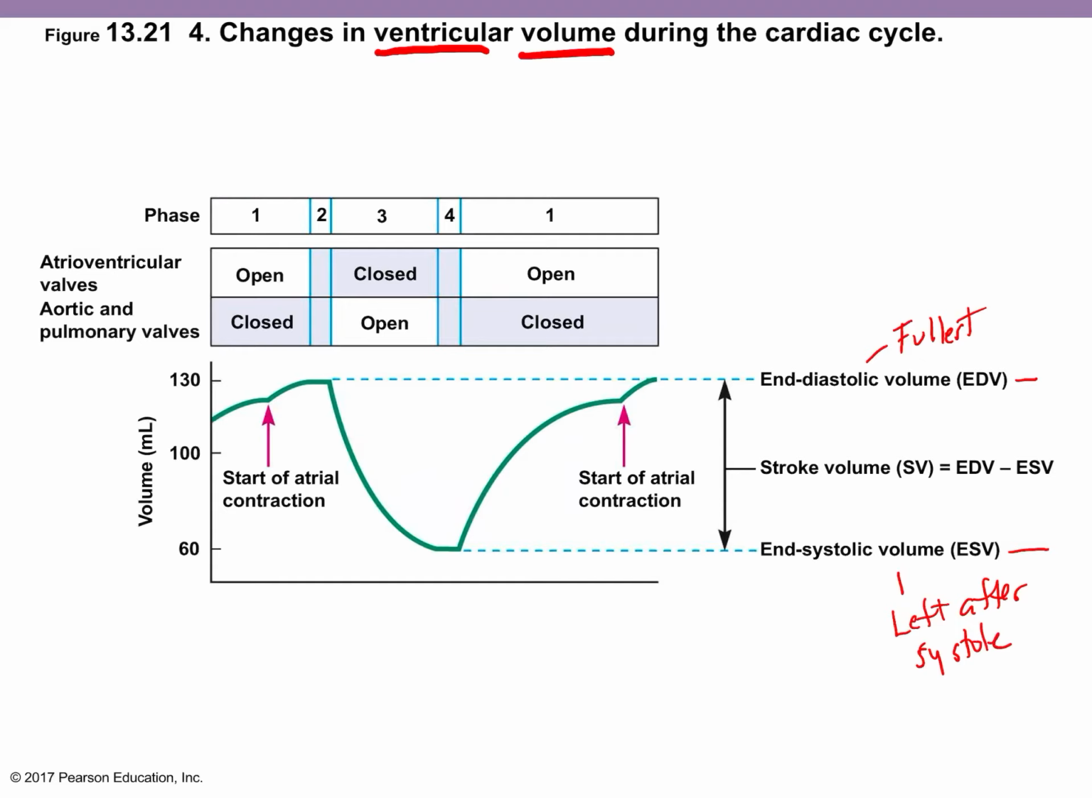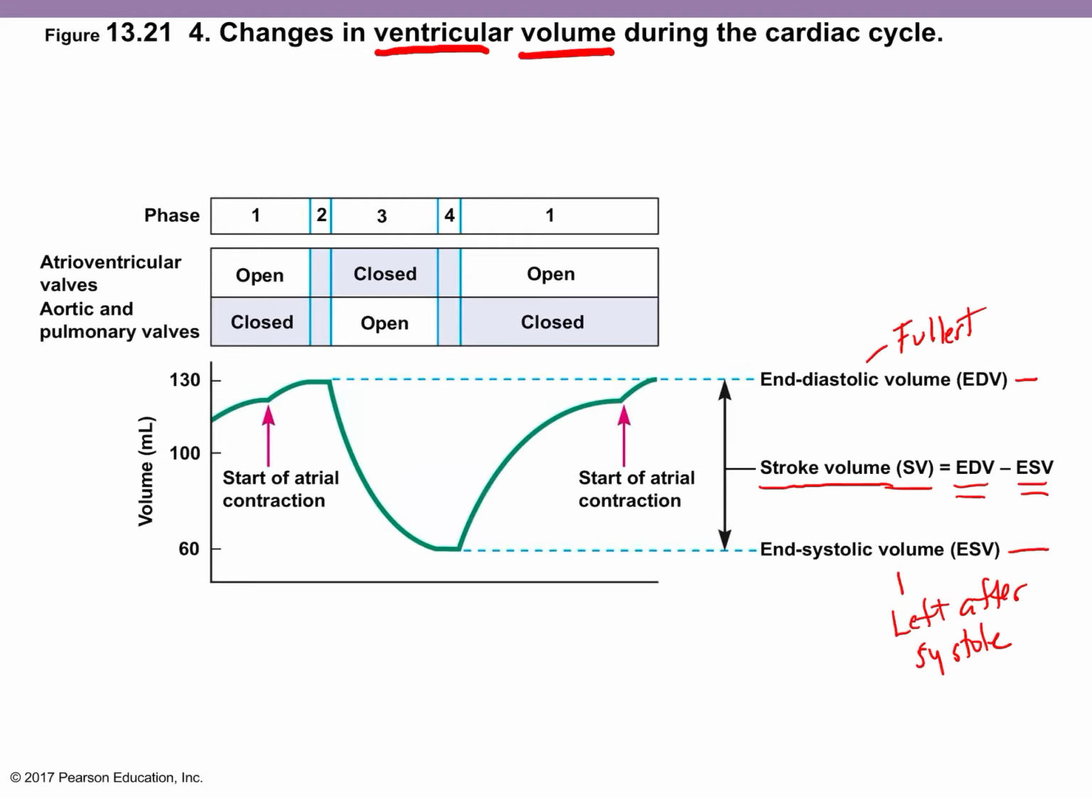Now, the difference between the two is how much blood left, right? You have a full ventricle, you have ejection, you have a little blood left in that ventricle. Well, how much blood left that ventricle? That's going to be your stroke volume. So stroke volume is your fullest point minus what's left over. And so that's how much left. So that's stroke volume. Hopefully that makes sense to you.